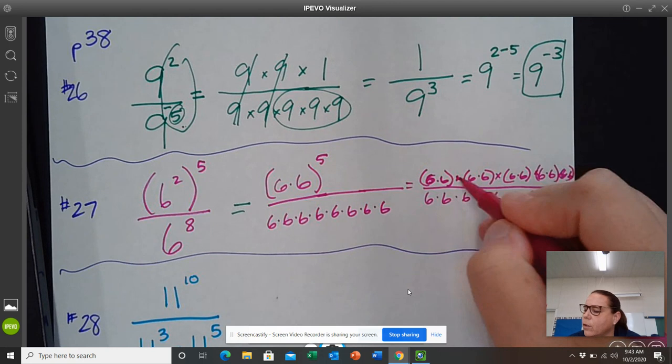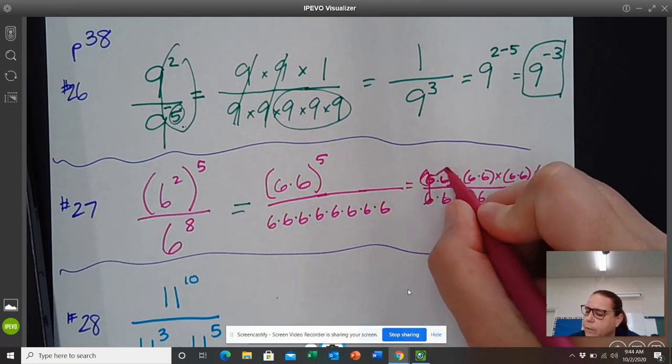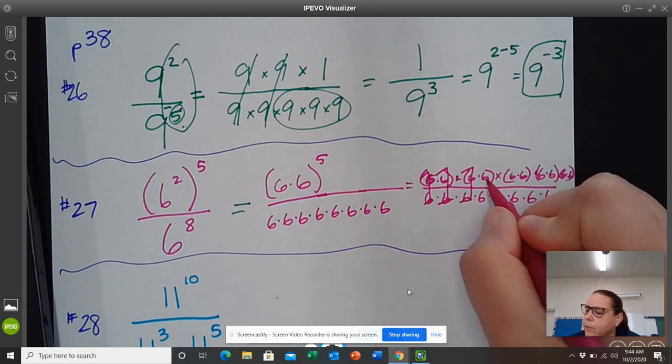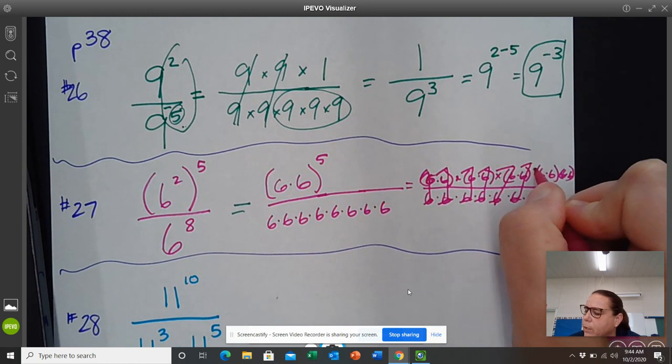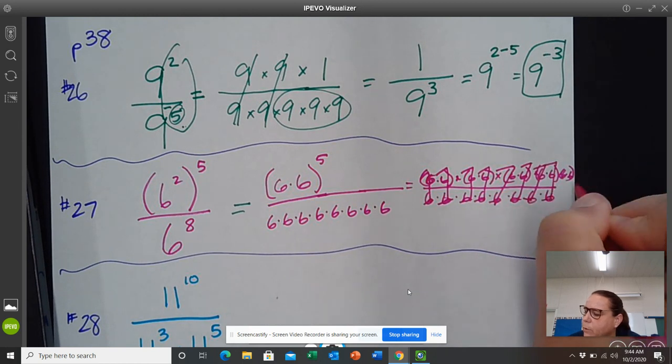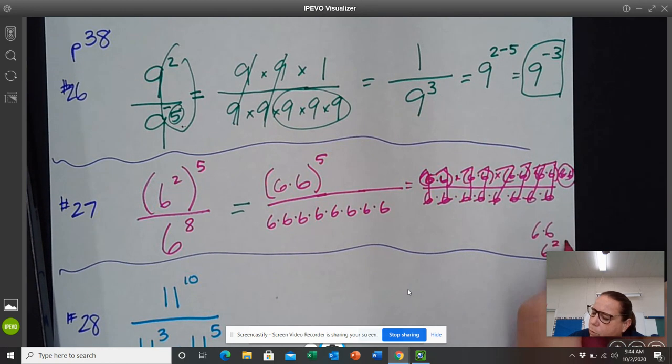Okay, and then this is all multiplication. So 6 over 6 is 1, and so on for each pair. All you're left with is 6 times 6, or 6 squared.